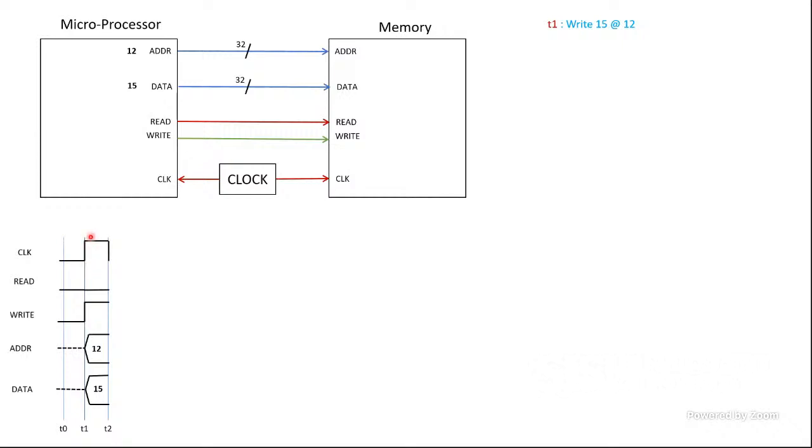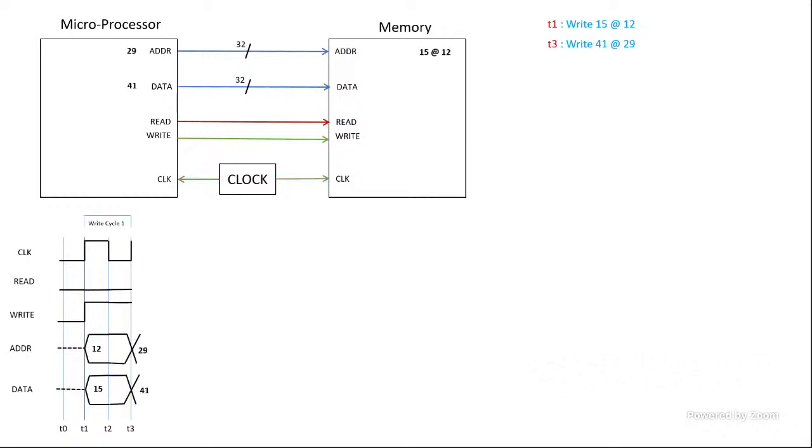So this part is called a rising edge of the clock, and this part is called a falling edge of the clock. In a digital system, most of the time, interesting things happen during the rising edge of the clock. All right, so now let's move forward to T3, which would be the next rising edge of the clock.